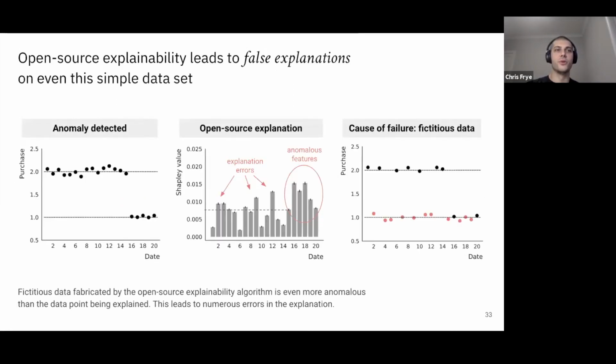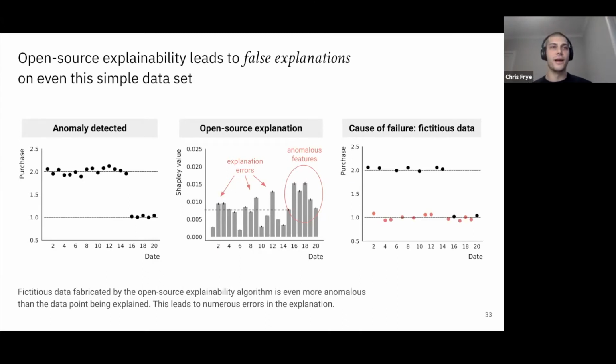Okay, so this slide shows what happens if we just apply open source explainability to this simple data set. So there's a detected anomaly on the left, and its explanation is shown in the middle. And you can see from the plot that it's really hard to make out any useful information from this explanation. The 5 anomalous features are on the right, and they do have sizable Shapley values, but there are several other features that have Shapley values that are larger than some of the anomalous features. So this is just simply an incorrect explanation of the anomaly.